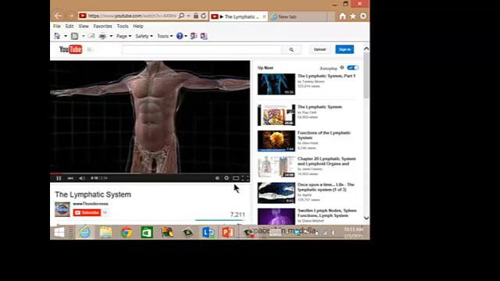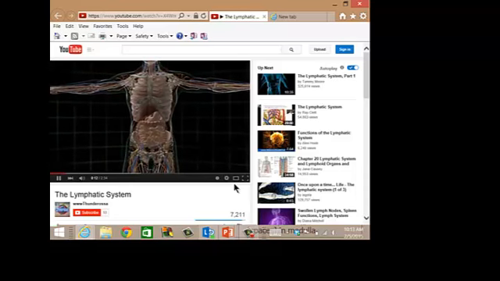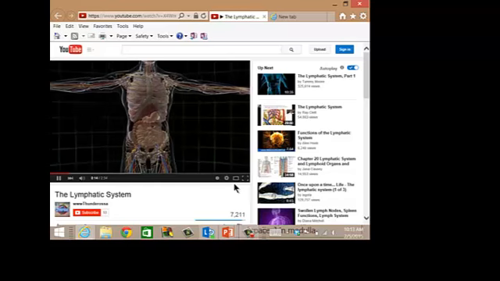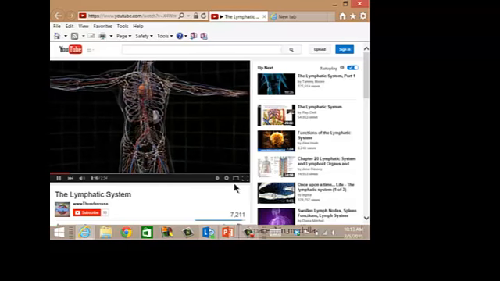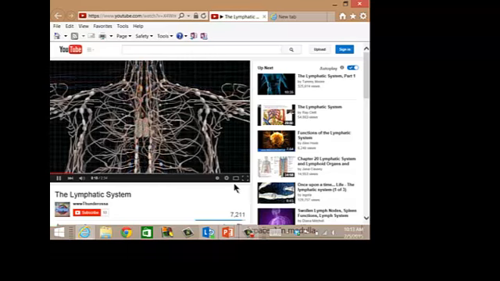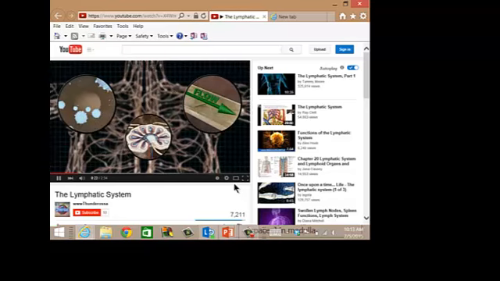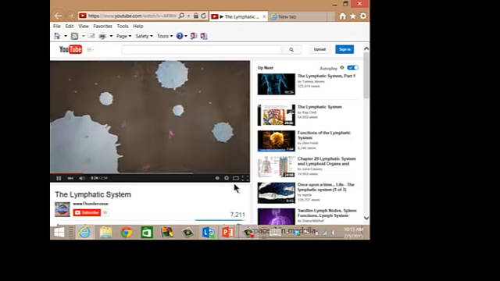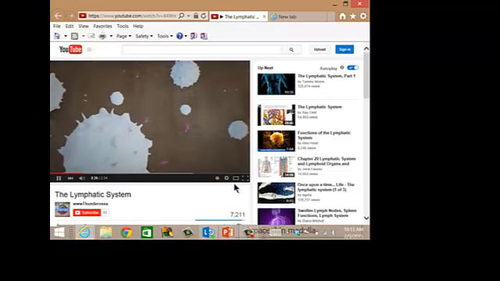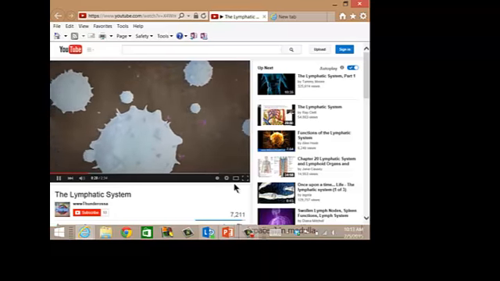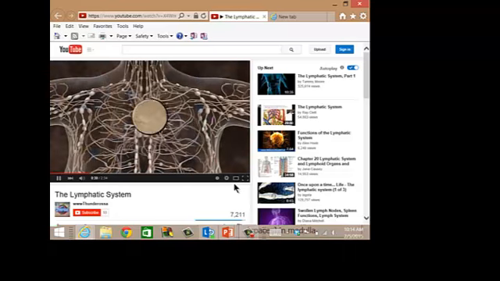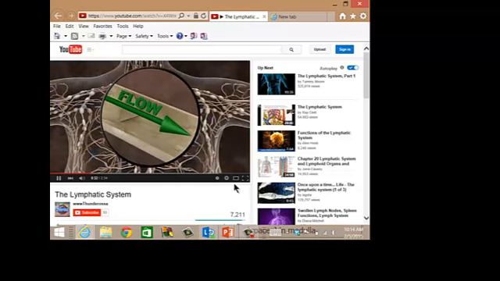The lymphatic system is part of the body's circulatory and immune systems. It helps to move and drain body fluid and fight infection and diseases. The lymphatic system includes lymph fluid, lymph vessels, and lymph nodes. Lymph fluid is a clear and colorless fluid that contains mainly white blood cells and proteins. Lymph vessels are tube-like structures.